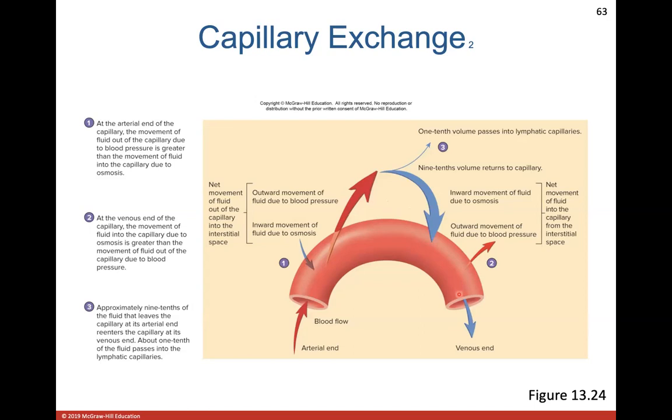This just shows how differences of pressures and osmosis and diffusion will play a role in how fluids move out of your capillaries and then back into the capillaries.